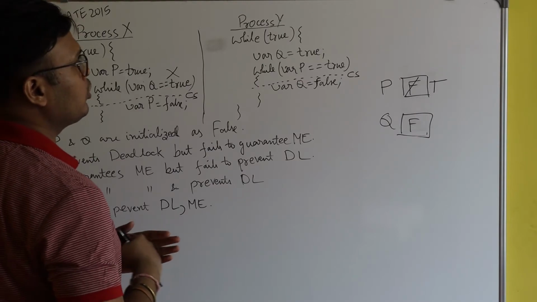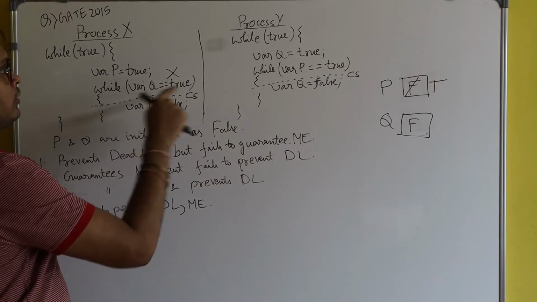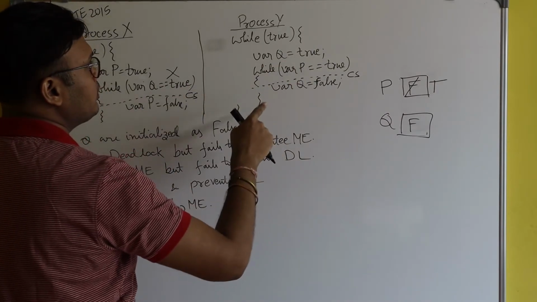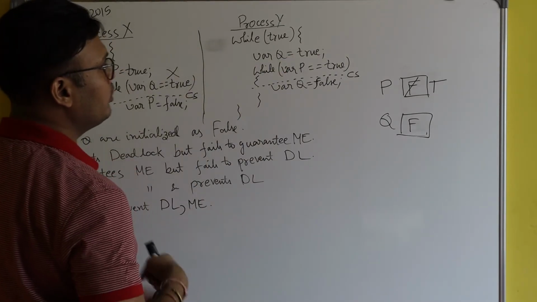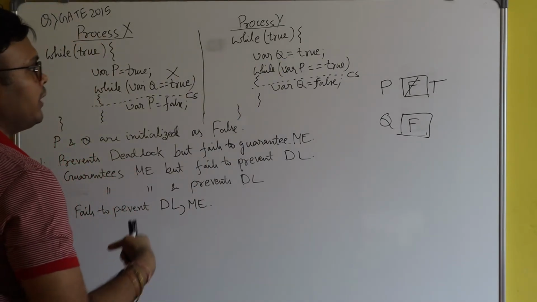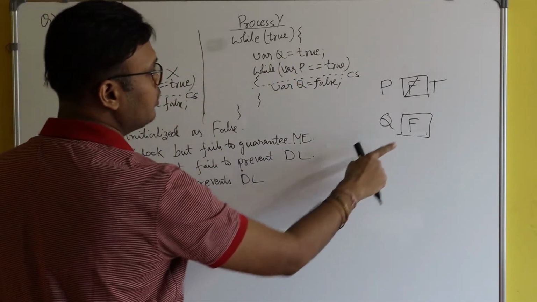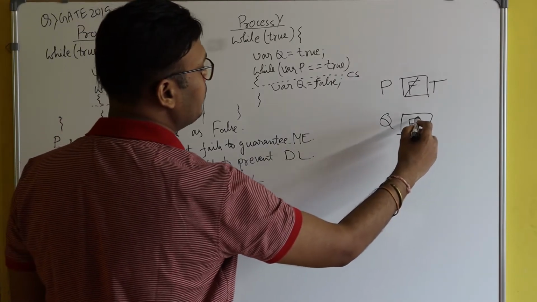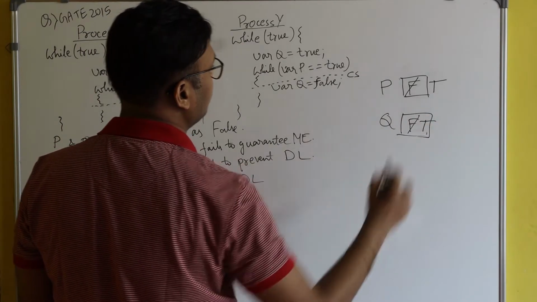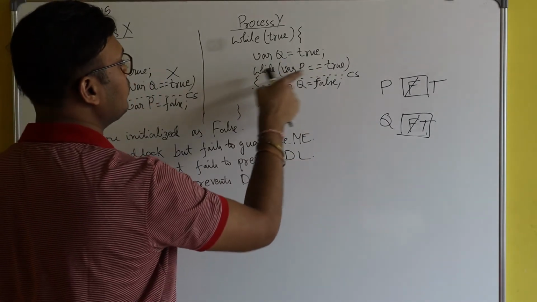Now suppose process Y tries to enter the critical section. What will process Y do? Variable Q is equal to true, so process Y will make the value of Q true. Q was initialized as false, and now it is made true.